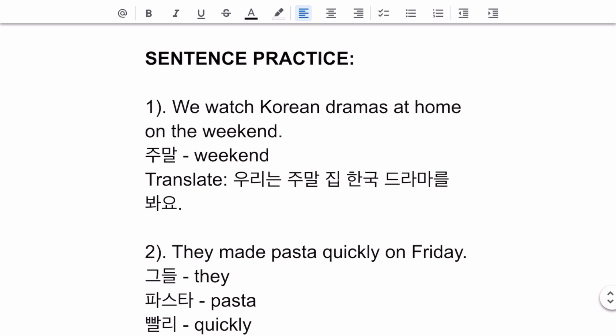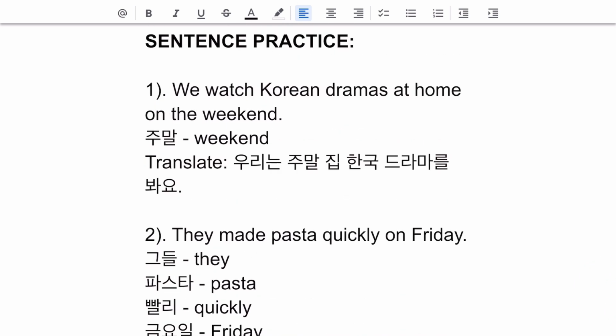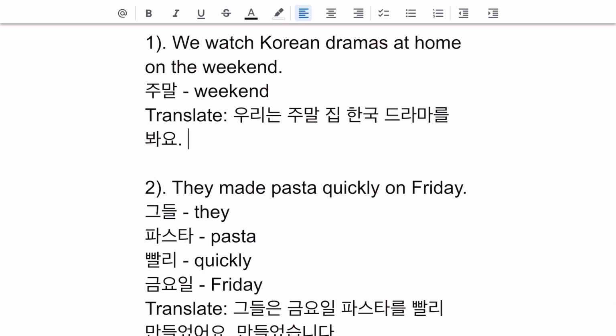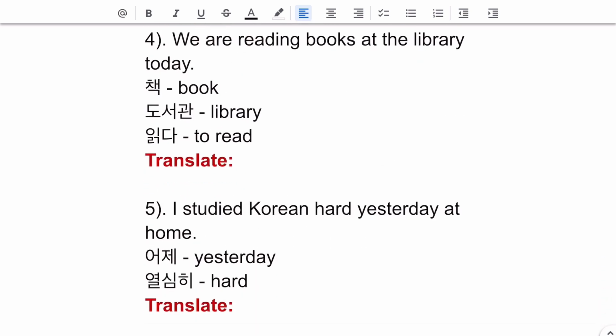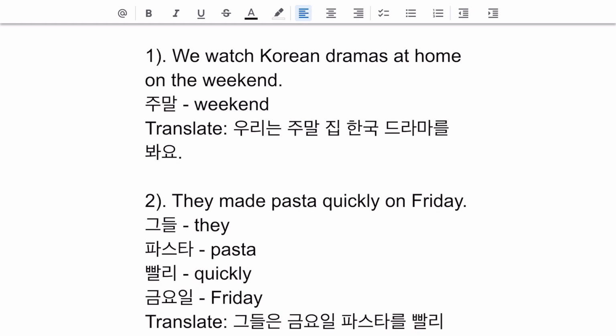Okay, and then the last thing we have here was some sentence practice. Now you can translate these sentences. So here I have the first 2 already translated. So the last 1, 2, 3, 4 are for you to do. These first 2 are translated. Let's go through it. We watch Korean dramas at home on the weekend.